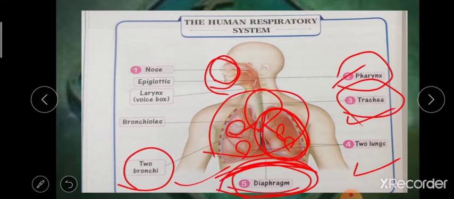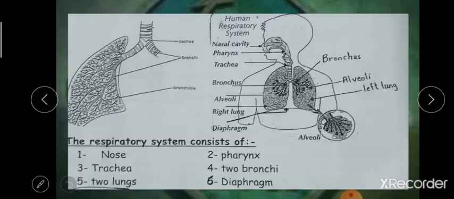This is the abdominal cavity or your tummy. This is your chest cavity or your thoracic cavity. So the respiratory system lies in the chest cavity or thoracic cavity. Let's identify each organ.